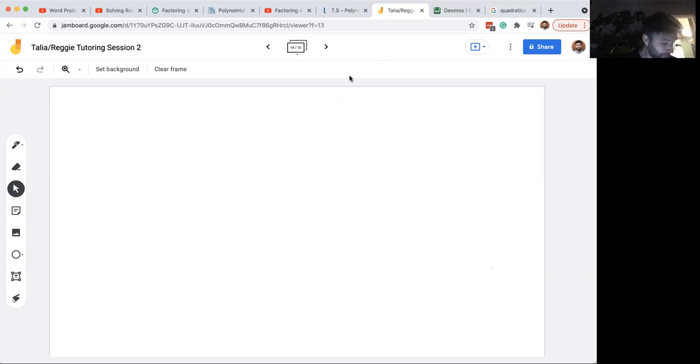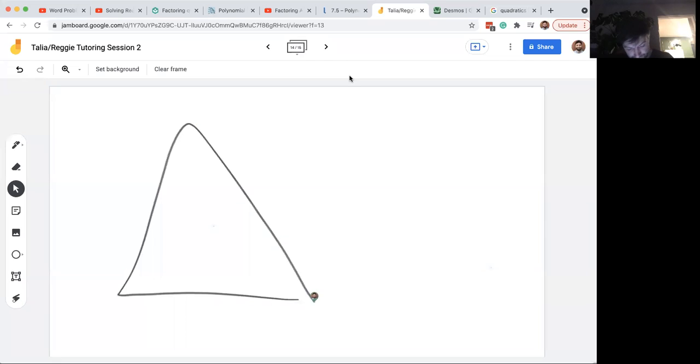So a triangle has a base that is 3 times a number and a height that is 2 times the number plus 3. And its area equals 7 times the number plus 2.